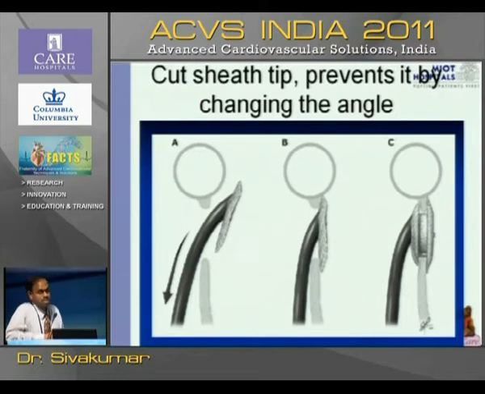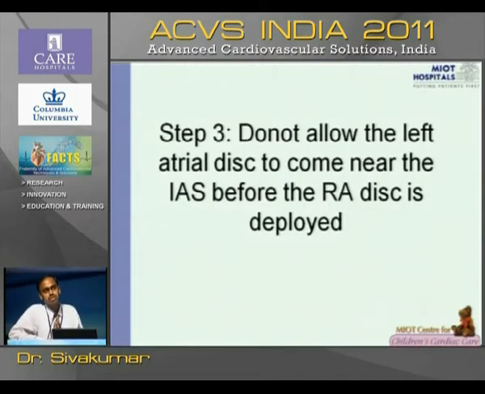The third strategy that came in the years between 2004 to 2007 was: don't allow the left atrial disc to come near the interatrial septum at all. Keep the left atrial disc as far away as possible from the intra-atrial septum. Only if it comes closer to the intra-atrial septum, it is going to prolapse into the ASD. So don't make it come closer at all.